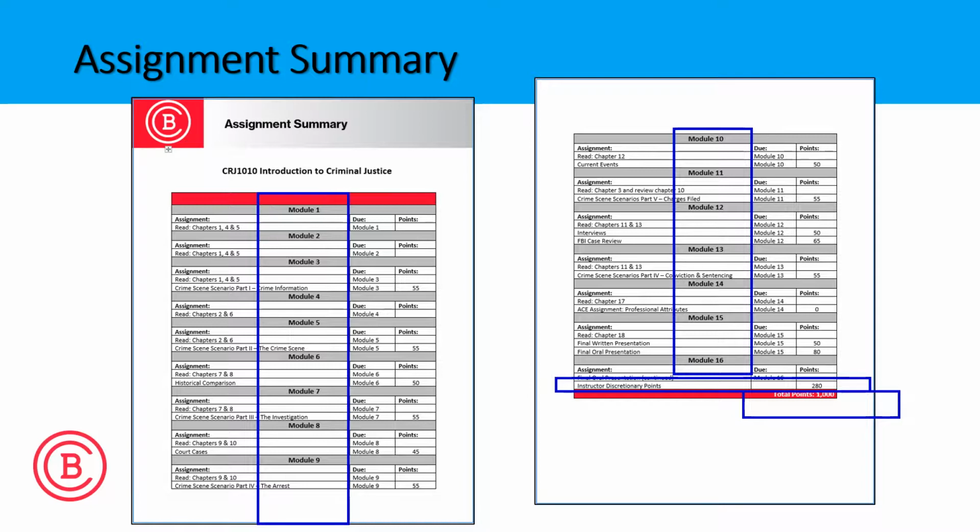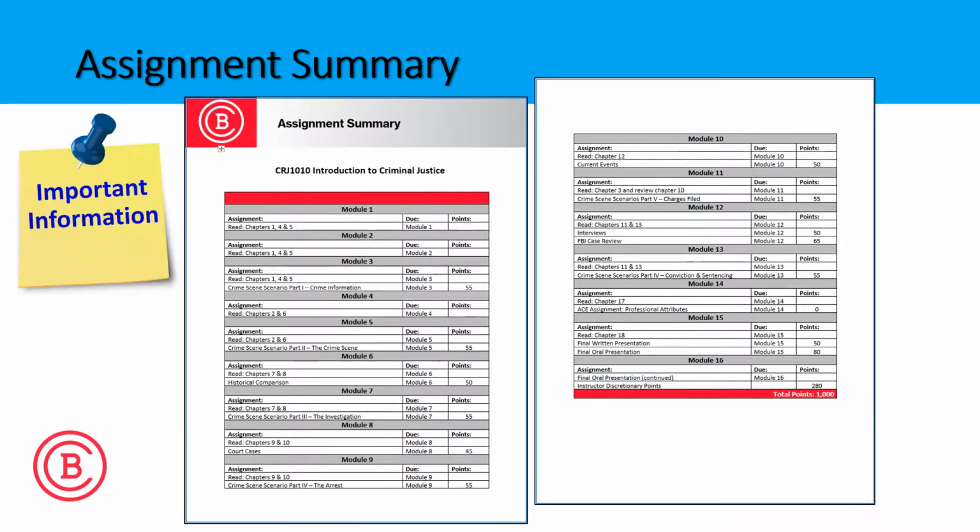Now, look at the end of this document to see how many discretionary points you have for your course, if any. If this is not included, adding the points up can quickly determine if you have discretionary points. Any questions you have can be directed to your direct supervisor or campus academic affairs contact.